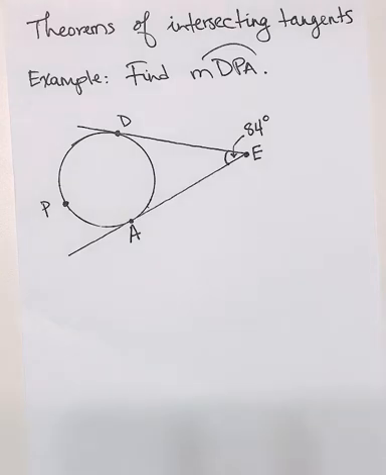Hi students, today I'm going to show you an example of one of the theorems of two intersecting tangents. This theorem has to do with the exterior angle.